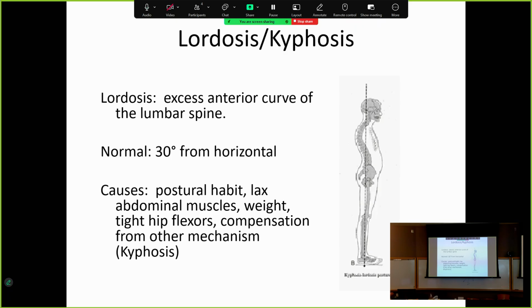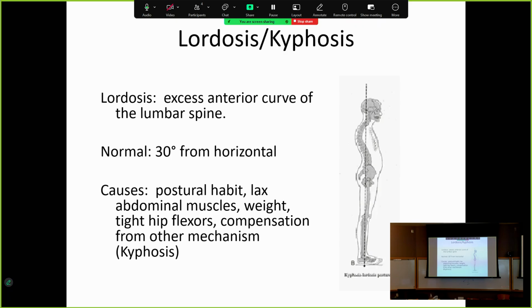Lordosis. There's a lordotic curve secondarily at the cervical spine. There's a lordotic curve in the lumbar spine. Most often when we see abnormality lordotically, it's in the lumbar spine, more so than in the cervical spine. But what's that look like? Well, what's normal? Normal is something about 30 degrees from horizontal.